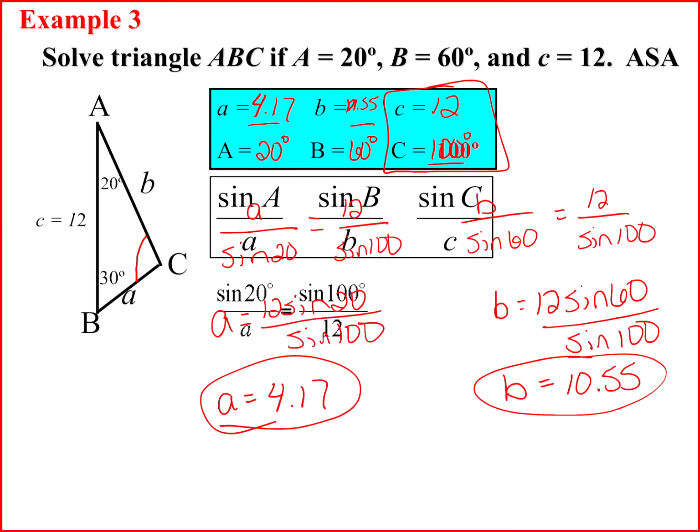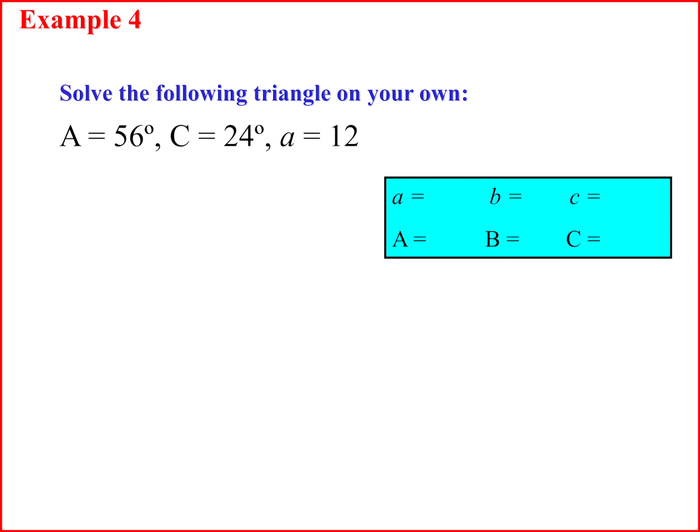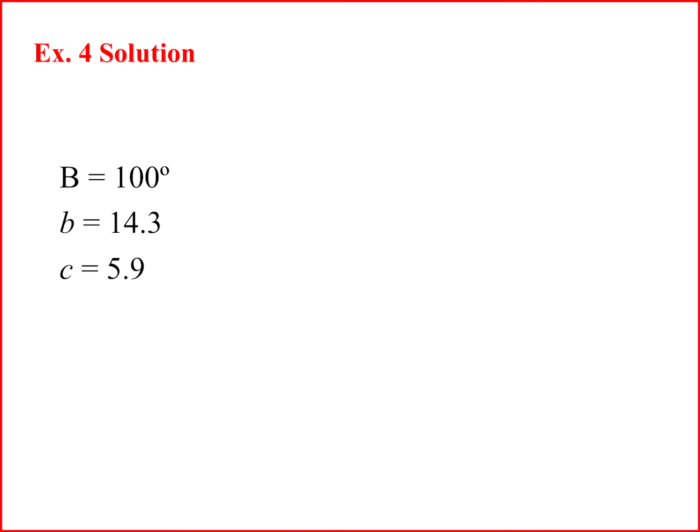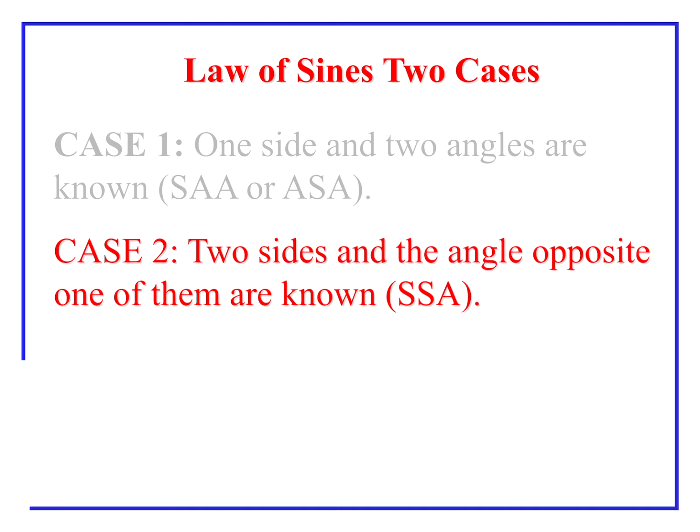Okay, example 4 is just like what we were looking at right here, except that I want you to solve it on your own. So pause the video, solve it all out, because the next slide is going to give you your answers. I'm going to tell you up here, you know 56 degrees is capital A, C is 24, and little a is 12. So see if you can solve for our 3 unknowns. Pause, solve. So once you're back, your answer here, you should have capital B is 100, little b is 14.3, little c is 5.9. And then we're going to move on to case 2.